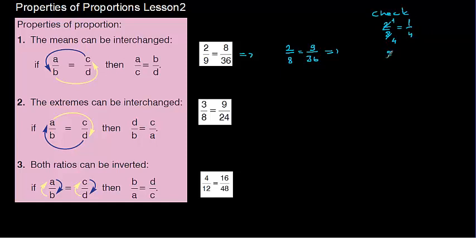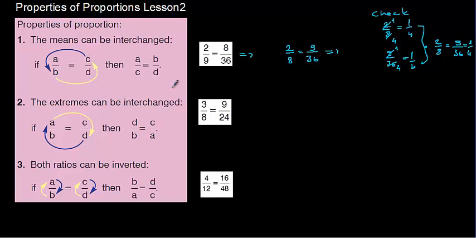What about 9/36? This number is divisible by 9, so it's going to be equal to 1, and 36 divided by 9 is 4. So it's equal to 1/4. This implies that 2/8 is again equal to 9/36, and here they are both equal to 1/4. So we may change the places of means, or B and C.